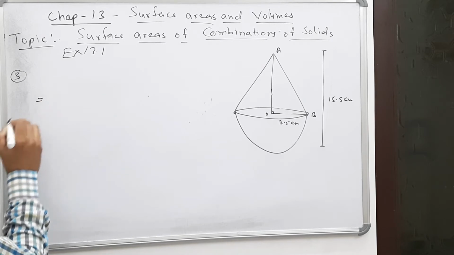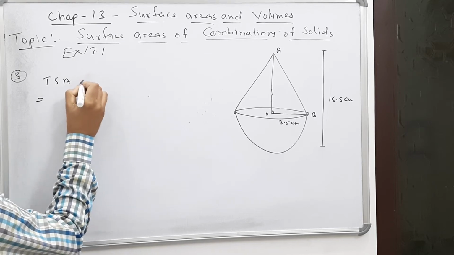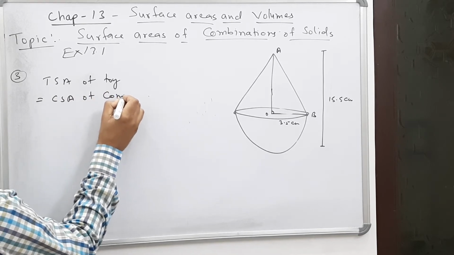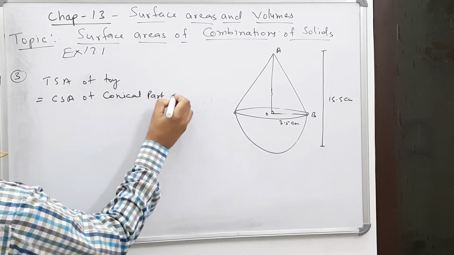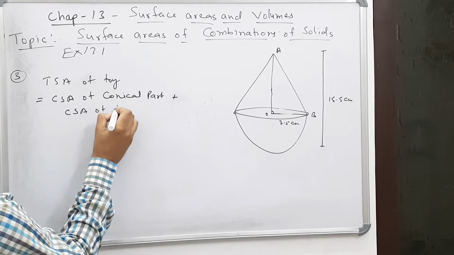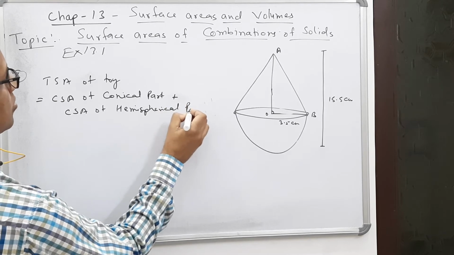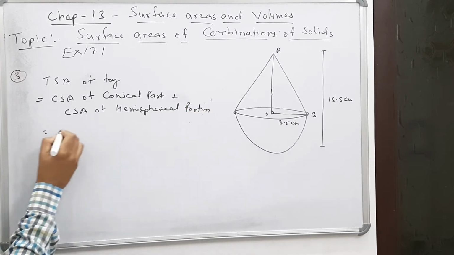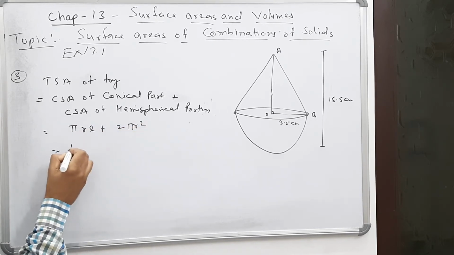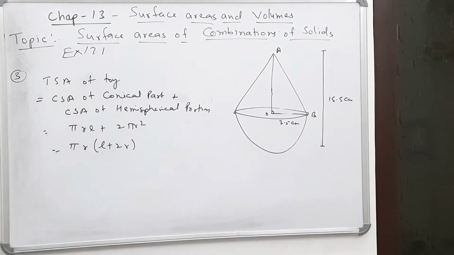The total surface area of the toy will be the CSA of the conical part plus the CSA of the hemispherical part. So the formula is pi r l plus 2 pi r square. I can take pi r common, then it is pi r into (l plus 2r). So this is the formula.